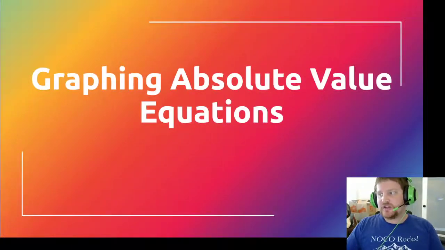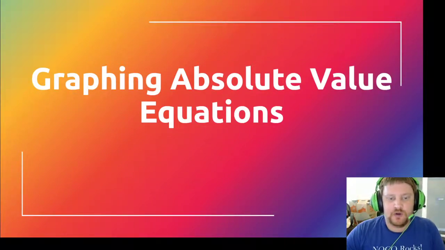And Unit 2 is all about how absolute value functions are graphed. Now the nice part about this is we've already done several examples of it, so even though it's technically a new unit, you should have a good idea as to what we're doing. So let's take a look at graphing absolute value equations.